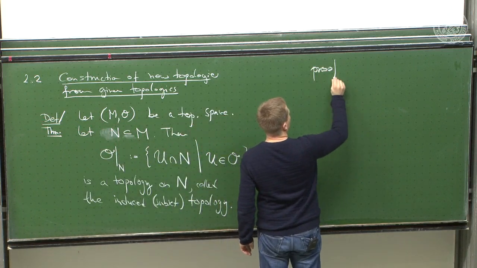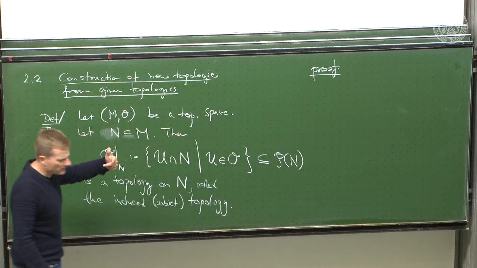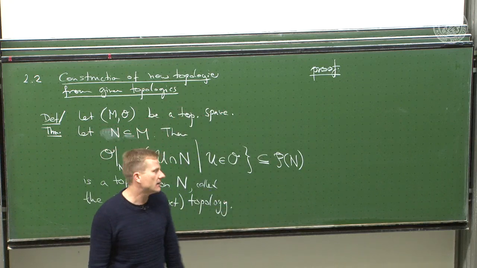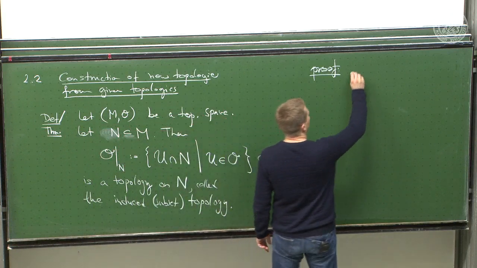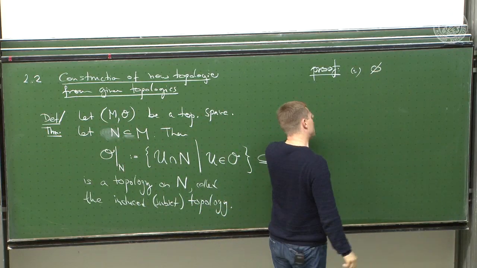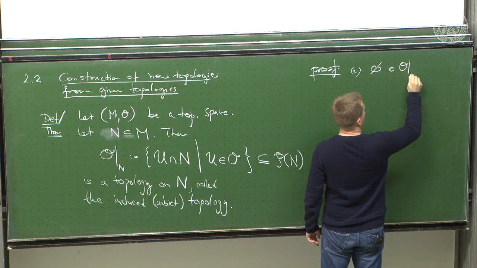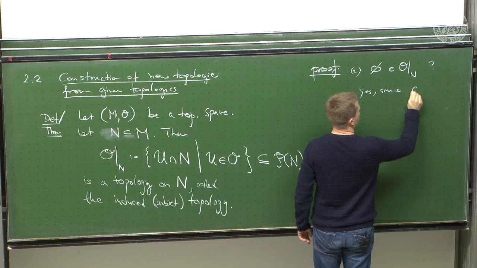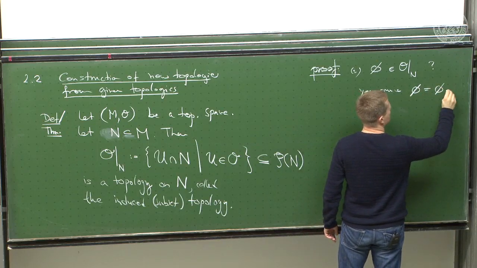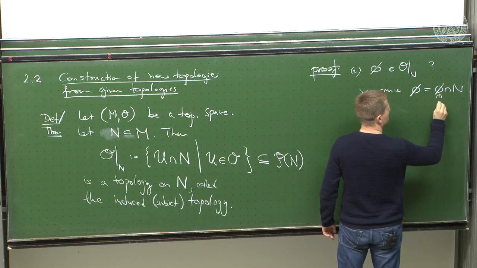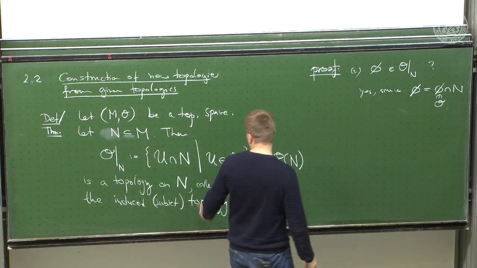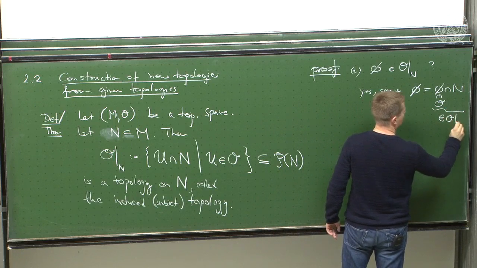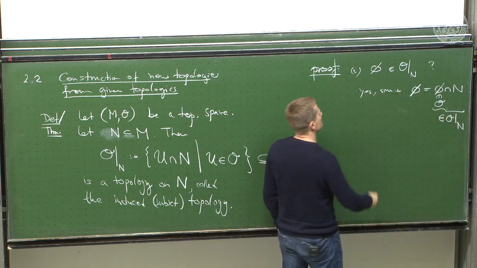So, proof. It can be boring to go through these proofs, but I think for the first two or three definitions it's quite useful to get a feeling of how this works. So you always ask the same questions. You ask whether the empty set is in the topology induced on N. And the answer is yes, it is, since you can write the empty set as the empty set intersected with N, but the empty set is certainly an element of the topology on M, hence it's a U of this type, hence the whole thing is an element of the induced topology by definition, so the empty set is in there.